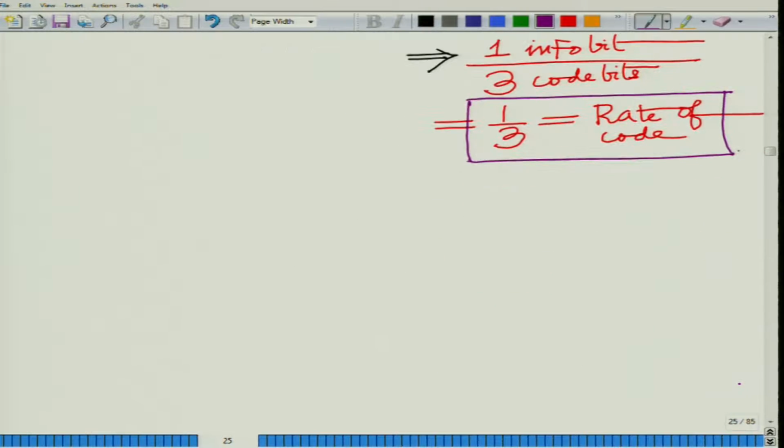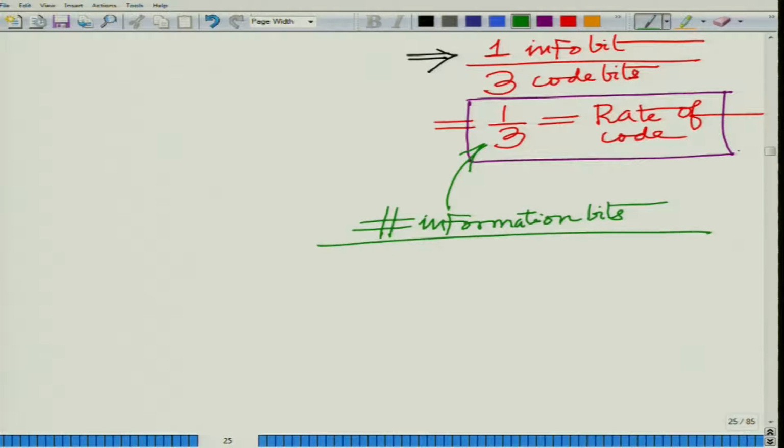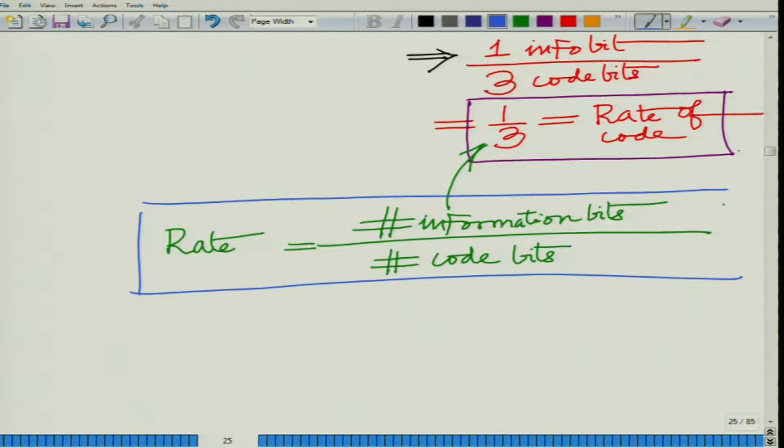What is this? This is basically your number of information bits divided by the number of output code bits. This is equal to the rate of the code: number of information bits divided by the number of code bits is equal to the rate of the code.